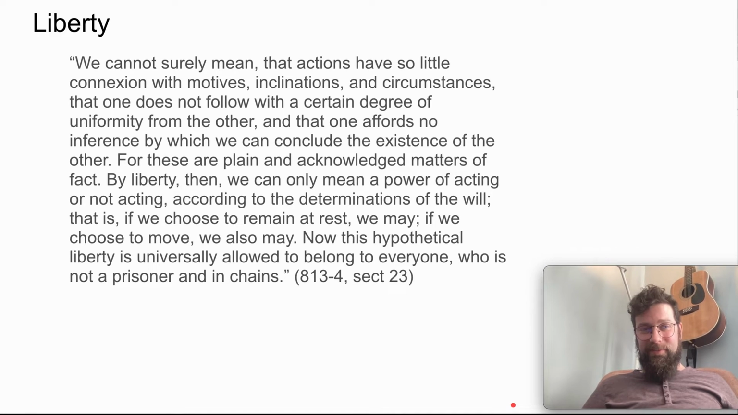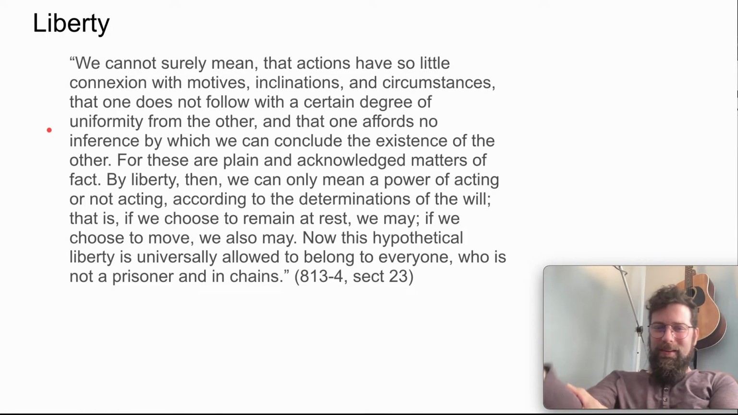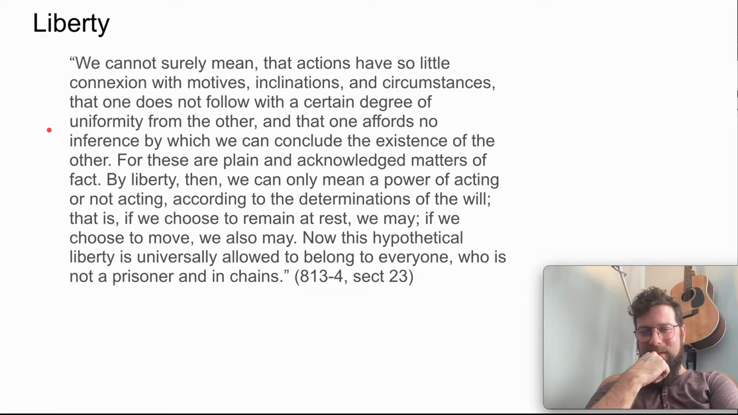So now we look at the concept of liberty for Hume. What does liberty mean? This is a big, long-standing philosophical question. What is it to be truly free? Here's what Hume says. "We cannot surely mean that actions have so little connection with motives, inclinations, and circumstances that one does not follow with a certain degree of uniformity from the other." So, basically, Hume is going to say, actions cannot be said to be not caused by things, right?